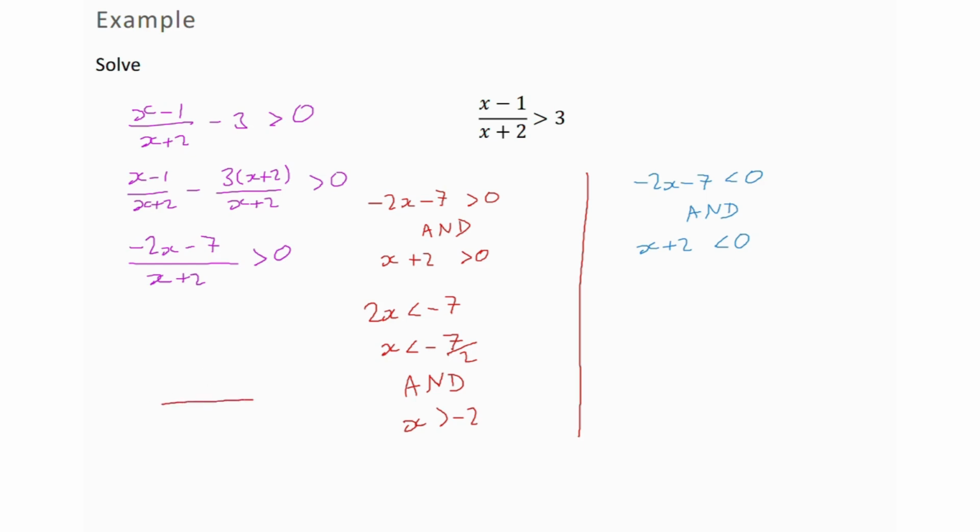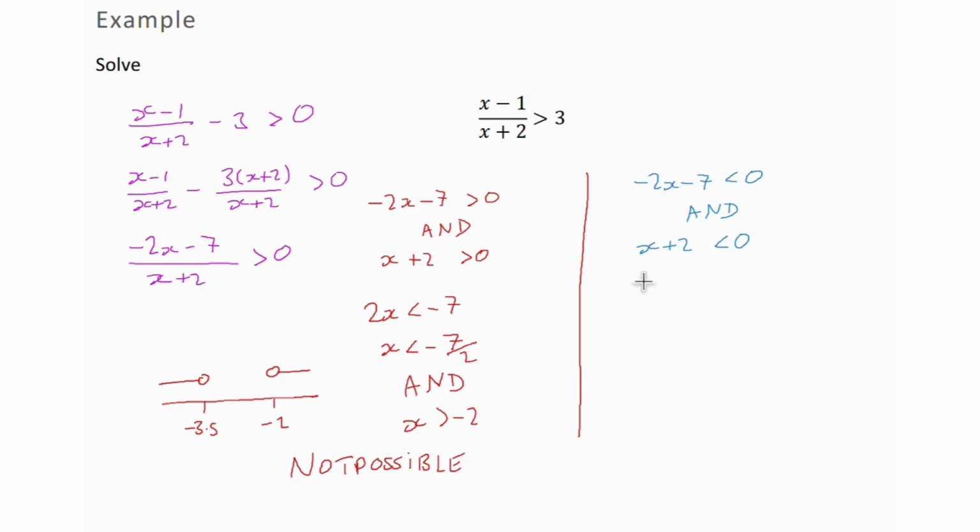Now, if we think about this on the number line, minus 7 over 2 is minus 3.5, and then minus 2. We need it to be both less than that and greater than that. So this is not possible. There's no solutions to this inequality with that being true. So now let's look at the other one.